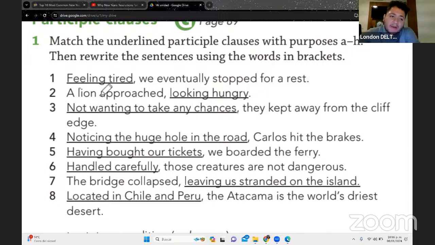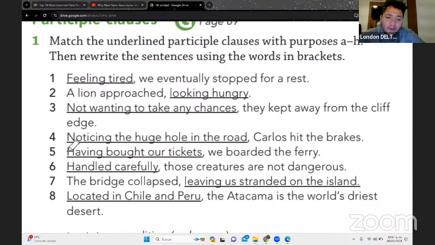Entonces tenemos para dar una razón, para dar información adicional. También eso es para dar una razón, en este caso negativa. Number 3. Y en esta oración dice, notando el enorme agujero en el camino, Carlos, you know the brakes of the car, the pedal brake, ¿ya? Ese es un pedal del auto, brakes, los frenos, right?